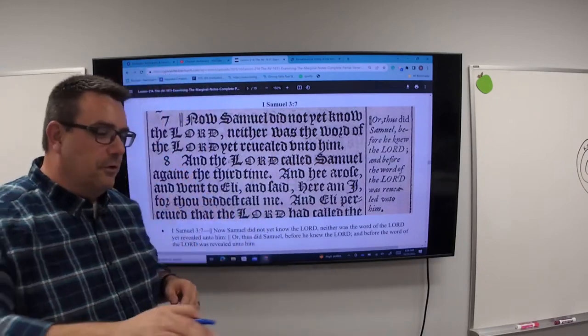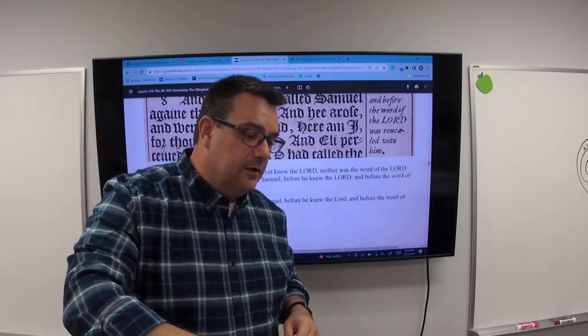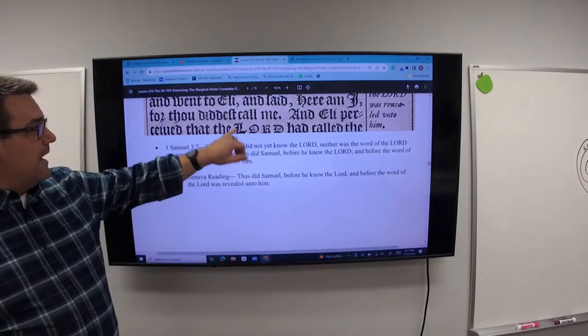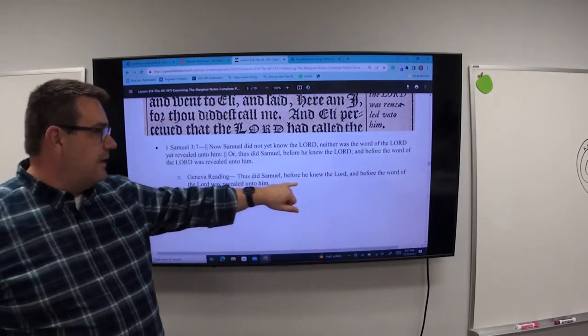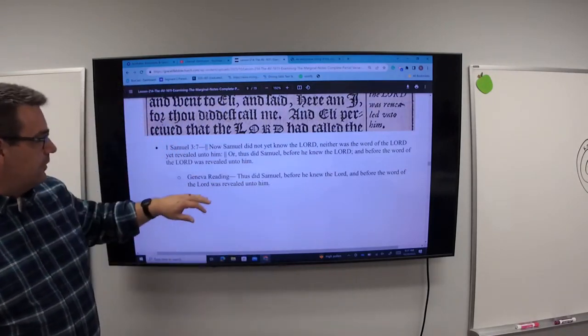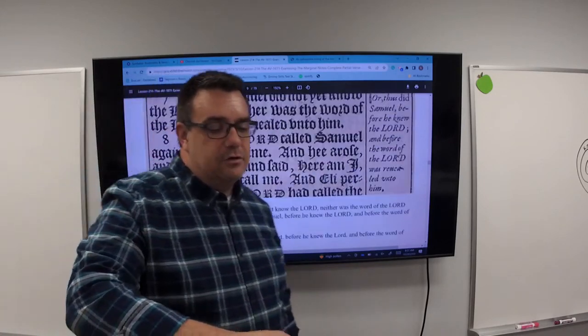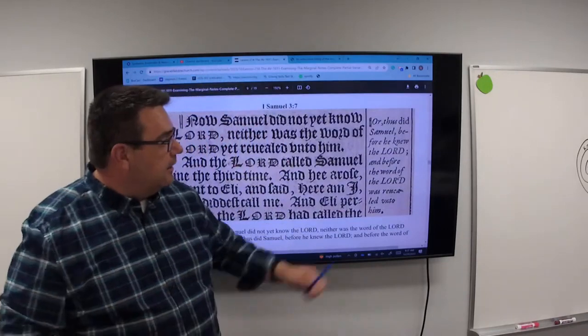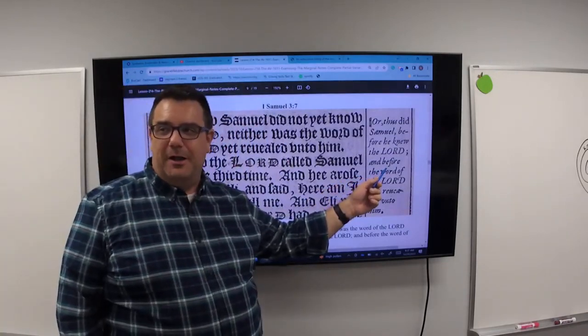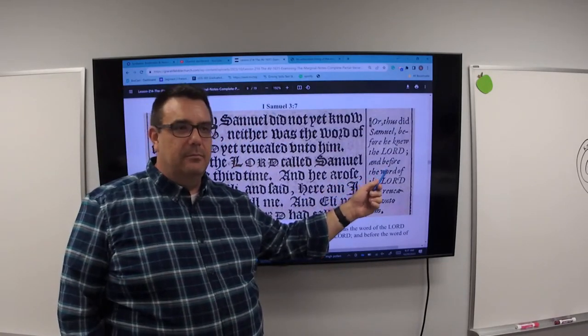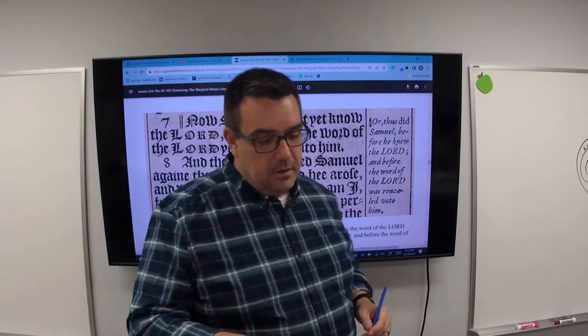Now notice my note underneath that. In this case, the Geneva reading, "thus did Samuel before he knew the Lord, and before the word of the Lord was revealed unto him." So this marginal option, or rewrite here, is exactly identical to what? The Geneva Bible. Okay? Let's go to the next one.